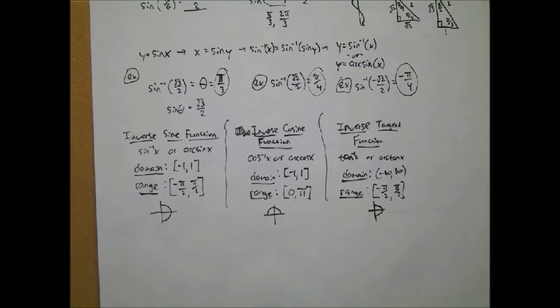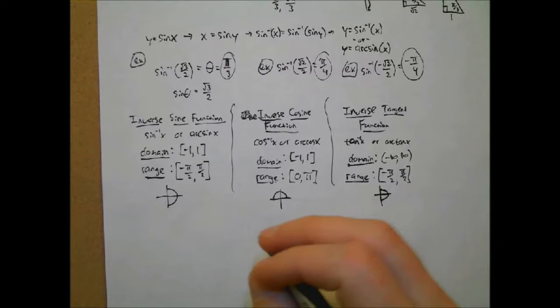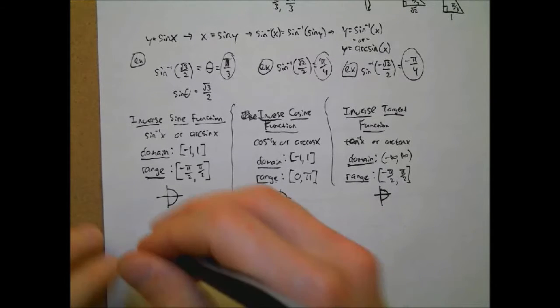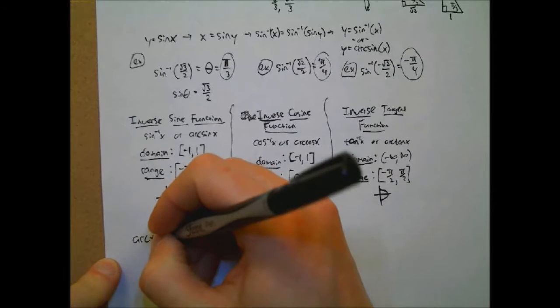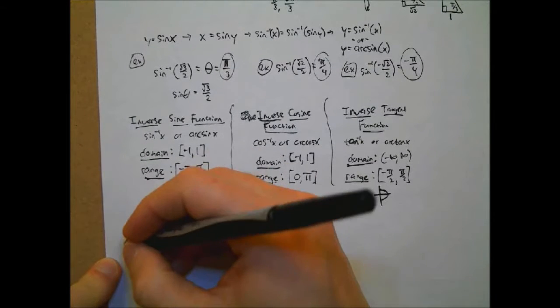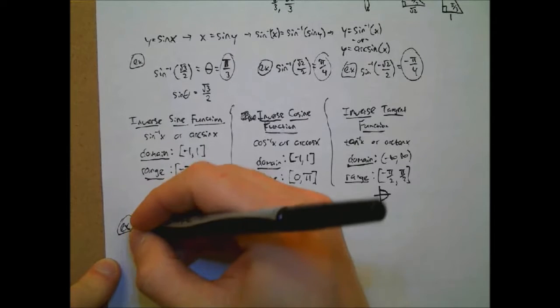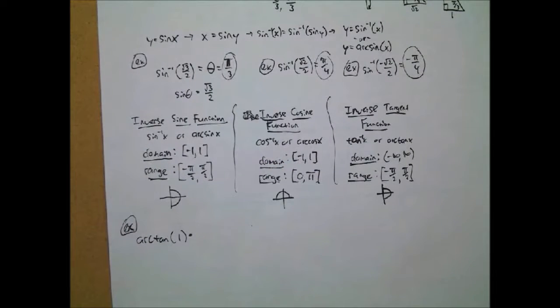Okay, so let's do a few more examples here. I think it might be helpful if we do a few more examples, okay, before we then jump too far here. Okay, so again, just gonna throw some numbers out here. Let's do like, I don't know, arctangent of 1. Okay, arctangent of 1.